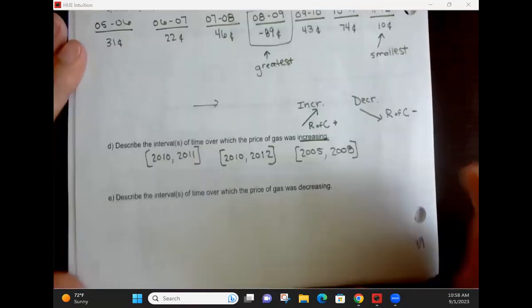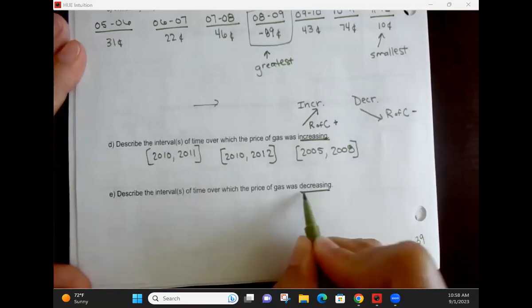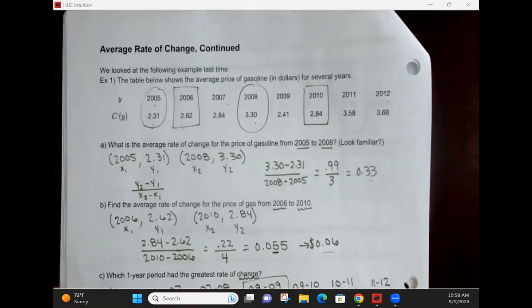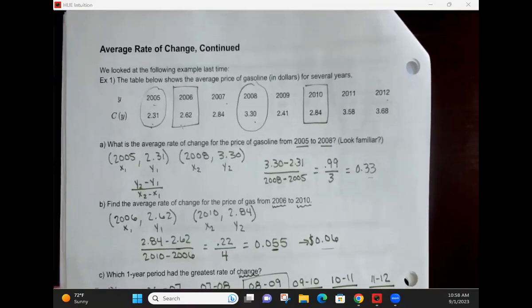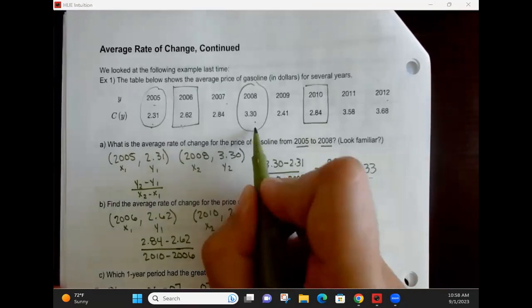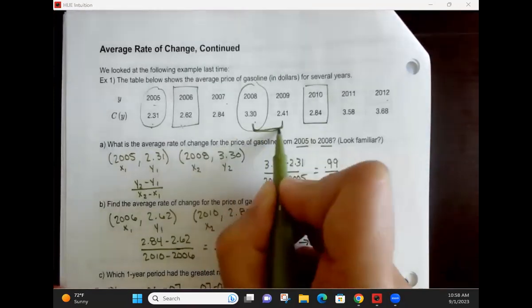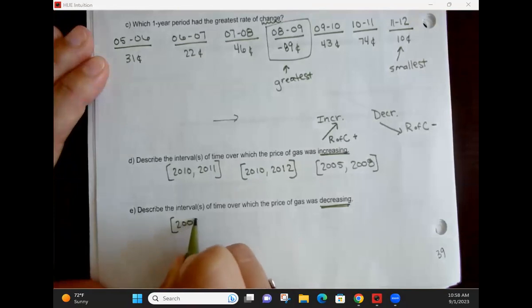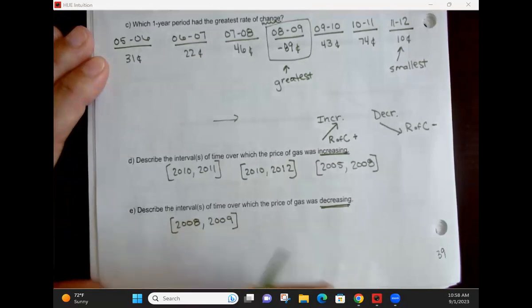What about an interval where we're decreasing? What's an interval of time where the price of gas is decreasing? Yeah, right. You just won for that one, right? 2008 to 2009. Price is definitely decreasing from 2008 to 2009.